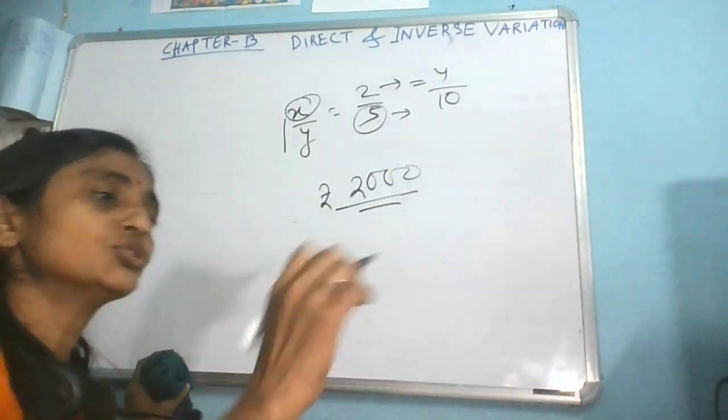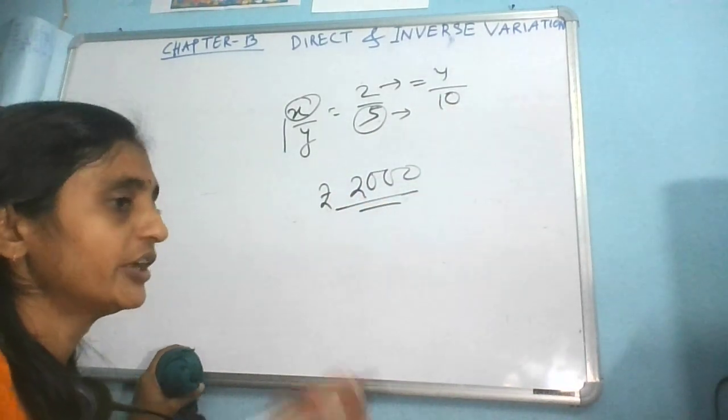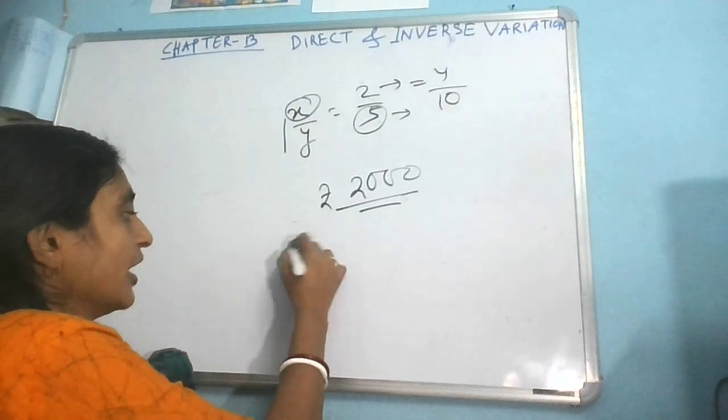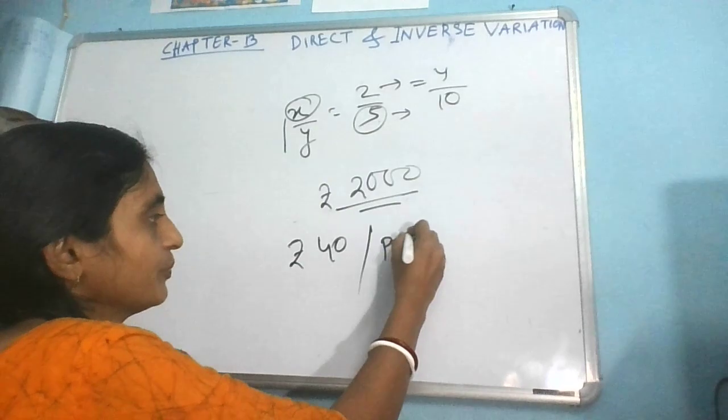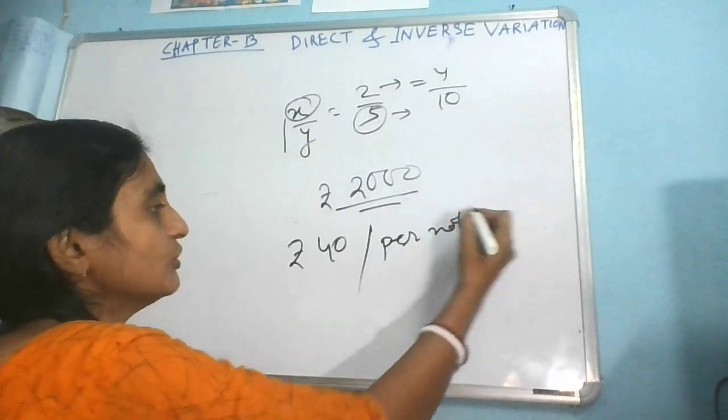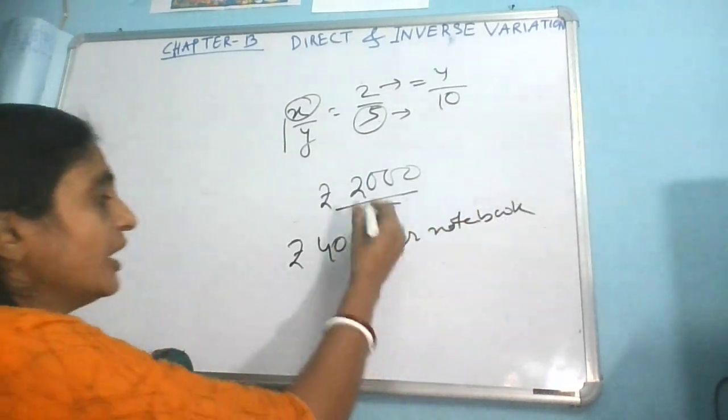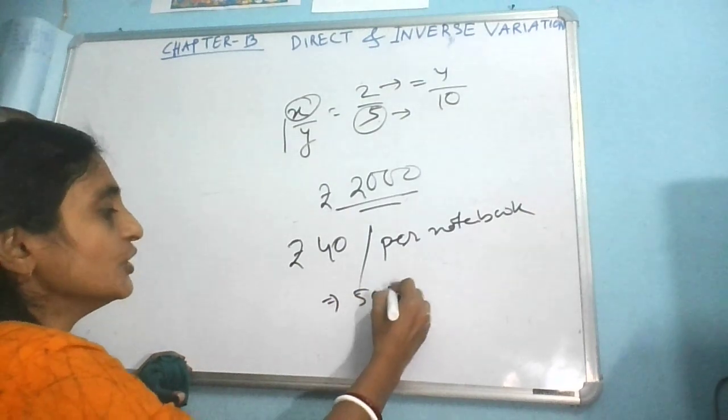Okay, you have gone to the book shop, the stationery shop, and you asked for notebooks, each notebook of 40 rupees, 40 rupees per notebook. So how many notebooks will you get? Tell me, how many notebooks will you get? You will get 50 notebooks.